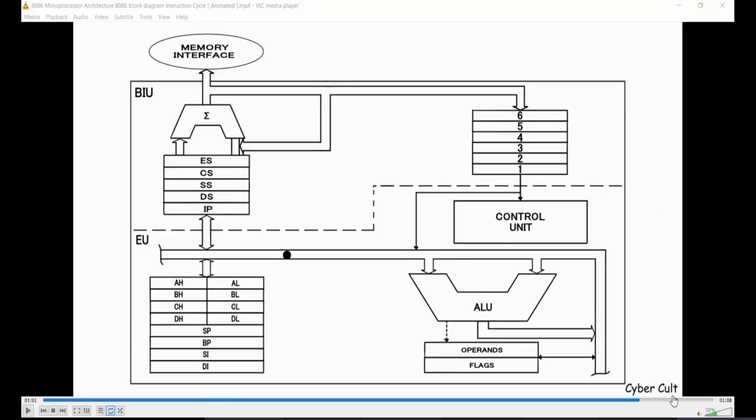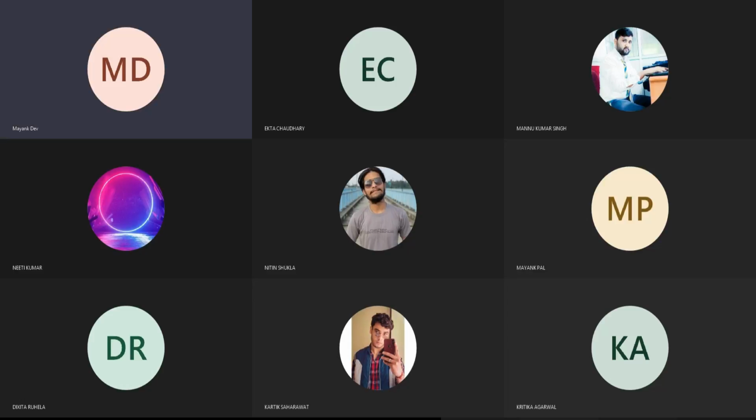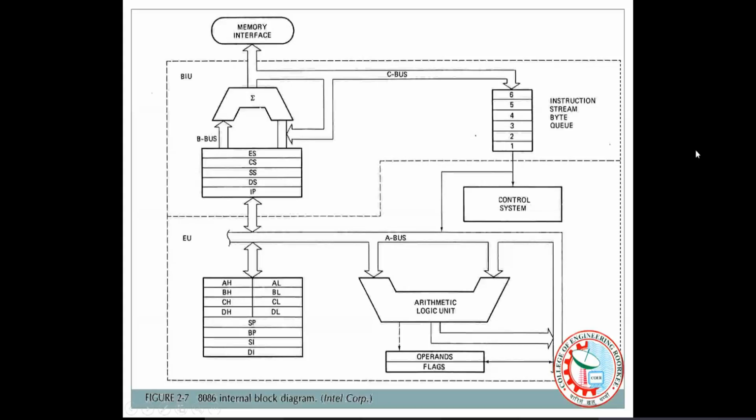Fine. So this was my attempt to make you understand the architecture of 8086 in a better way with the animation. I hope that must have helped all of you. Was that good to understand, the animation? Yes, sir. Because I could not have shown you this picture without animation and made you understand how this is going from this to this. Animation is a better approach.